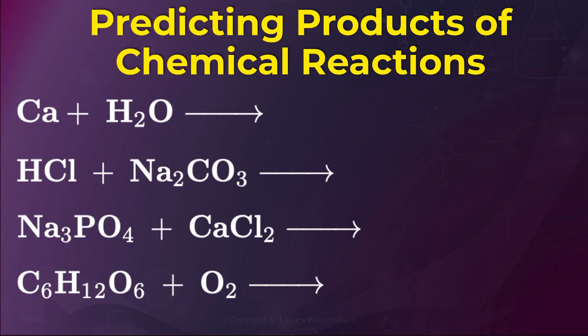Predicting products of chemical reactions. Such a fun topic. I absolutely love doing this, so I hope you're going to enjoy it as much as I do. And the key idea here, actually, it's not guesswork. When you can recognize patterns, types of reactions, prediction here becomes quite logical. So let's dive in. Our first reaction, calcium metal with some water.